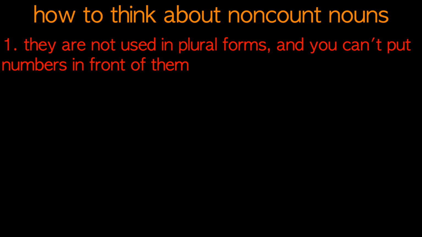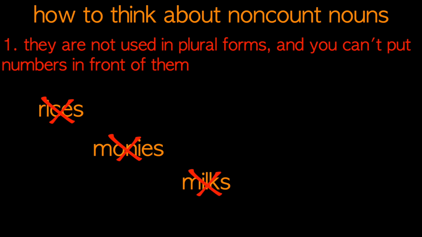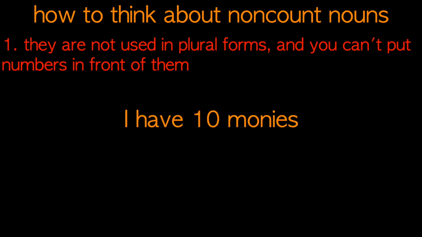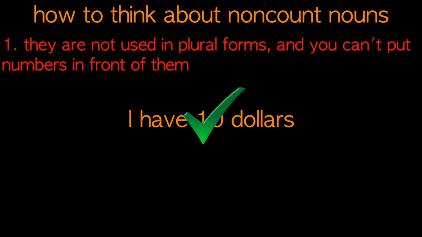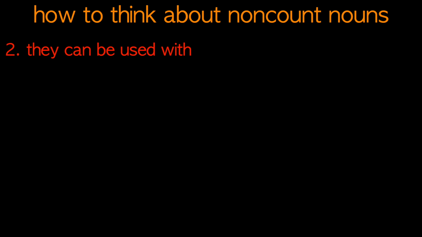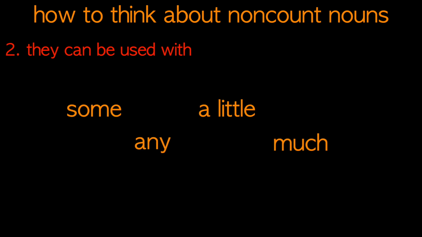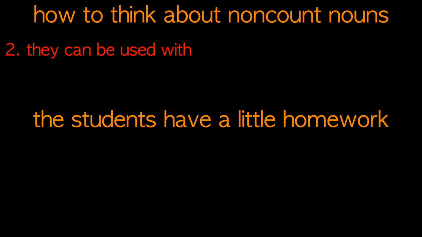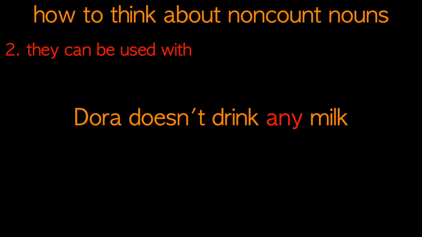They are not used in plural forms, and you can't put numbers in front of them. For example, you can't say rices, monies, milks. I have 10 monies? Wrong. You would say I have $10. They can be used with some, any, a little, and much. The students have a little homework. Dora doesn't drink any milk.